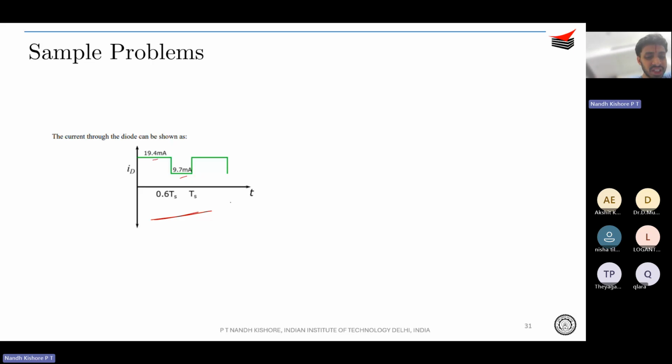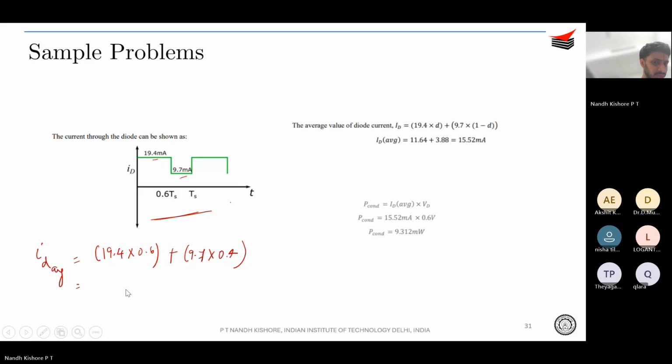So if this is my ID, you understand that ID average is, as usual, just the area divided by time. That is 19.4 into 0.6 plus 9.7 into 0.4. TS will get cancelled, so I'm not writing it. So anyway, the answer came. So the ID average will be 15.52 milliamps.